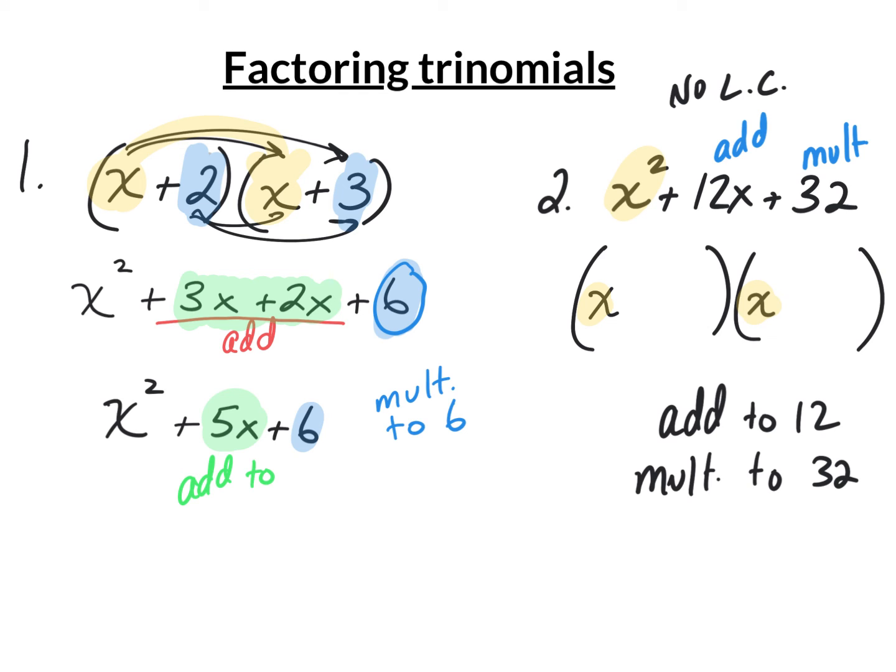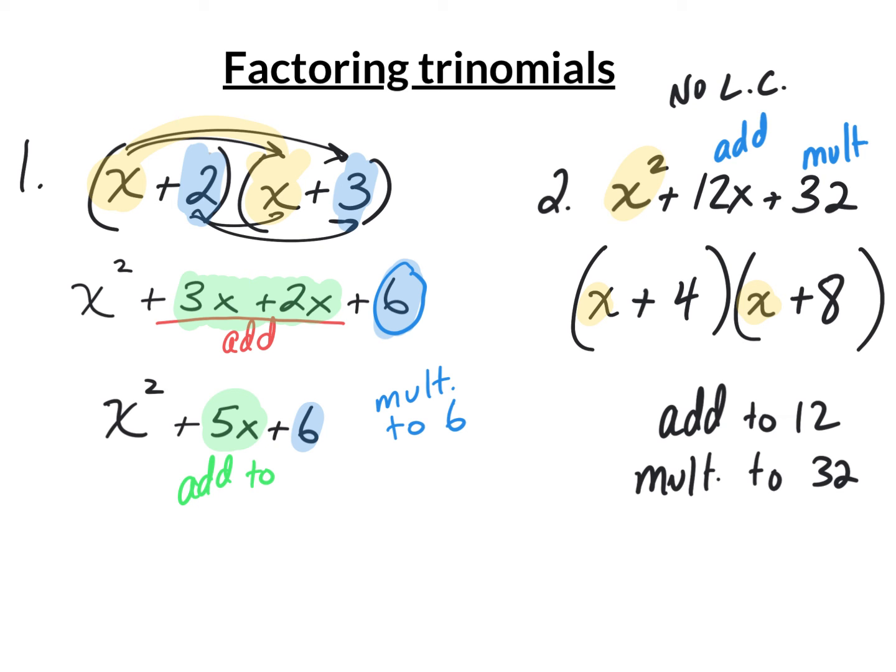Certainly different ways of doing this. I think there are many more numbers that add to 12 than multiply to 32. So I would look at my factors. I think 1 and 32, 2 and 16, 4 and 8. That one will work. 4 plus 8 is 12. So my factored form is going to be x plus 4 times x plus 8. We can always check our work by redistributing, multiplying out again, and checking.